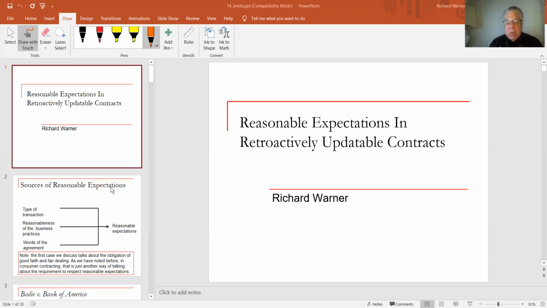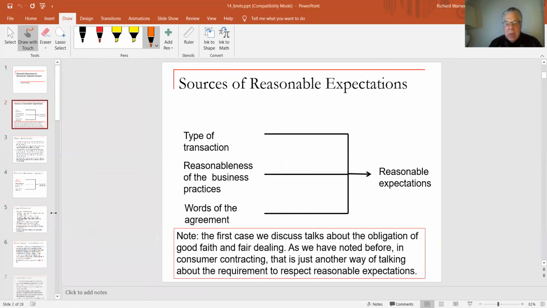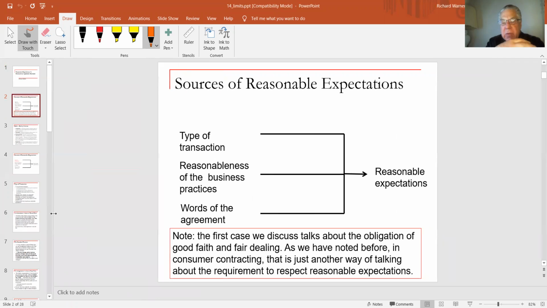So let's get started. Recall our treatment of reasonable expectations. There are three sources of reasonable expectations. We took that from our Stephen case that we discussed much earlier, right? The courts use a three-part test to determine reasonable expectations. They look at the type of transaction, they look at the reasonableness of the business practice, and they look at the words of the agreement, the words of the contract.